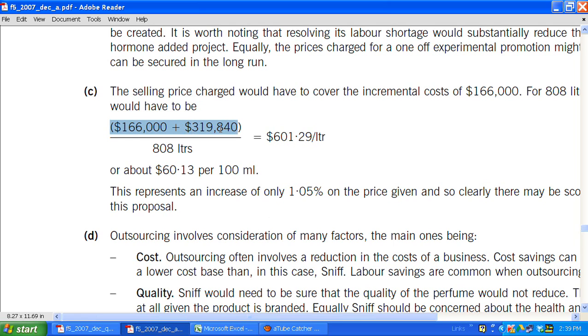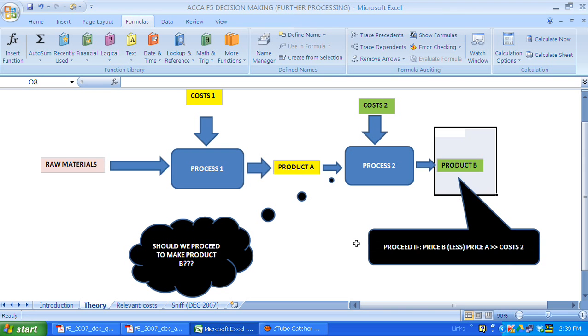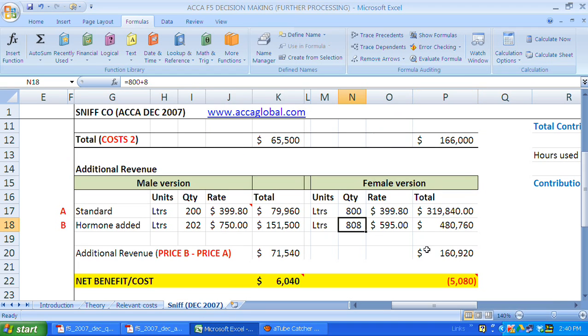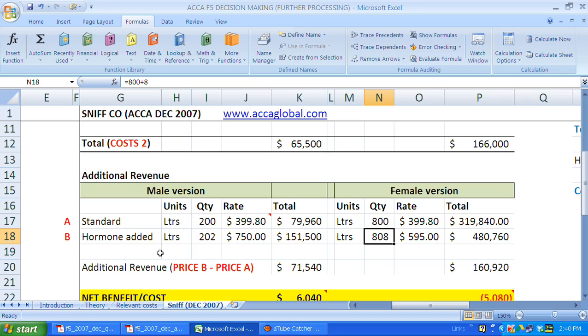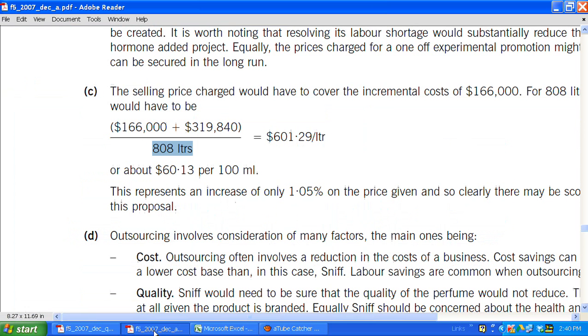So now we're dividing by the output at B. The output here, as we can obtain it from here, is 808. Do you remember? The output of B is 808 for the female version, and these are liters. Which gives us 601.29 per liter. That means to get per 100 ml, we divide this figure by 10 to give us 60.13. I hope this is very clear.